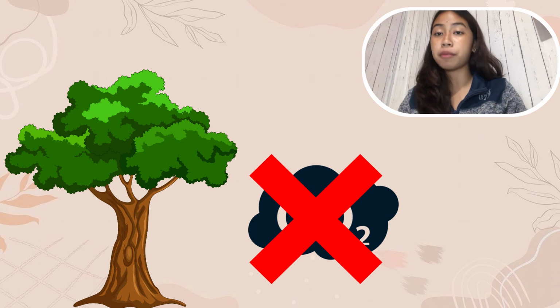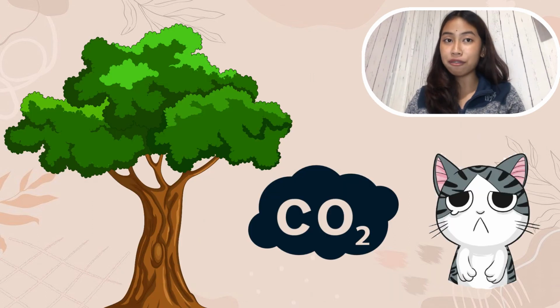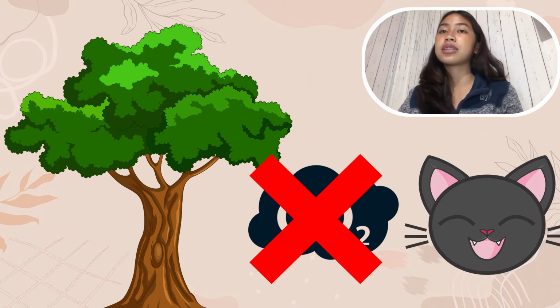Photosynthetic organisms remove carbon dioxide from the air. Carbon dioxide then is transformed into other organic compounds, supporting life. While animals exhale carbon dioxide, trees and algae act as a carbon sink, keeping most of the carbon out of the air.